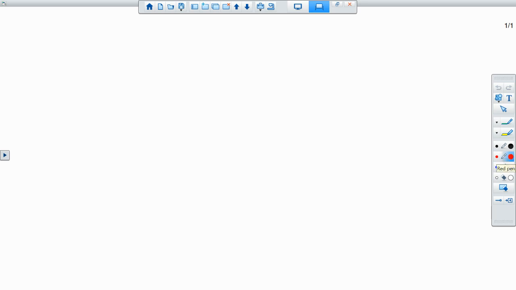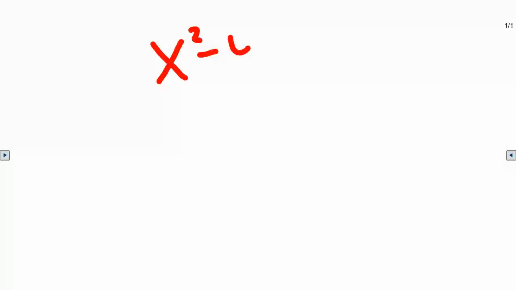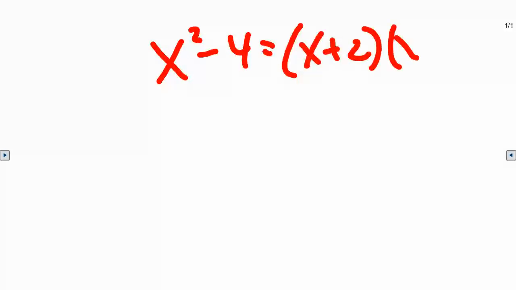In case you need a little more explanation about factoring binomials, we have different types of binomials that factor. Difference of squares, like x squared minus 4. X squared is x times x, and 4 is 2 times 2. And the difference means it's minus. We know that this is (x plus 2)(x minus 2).